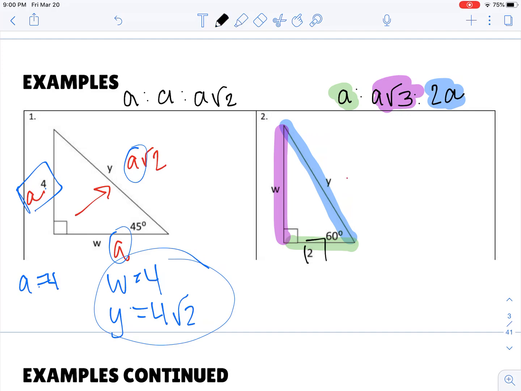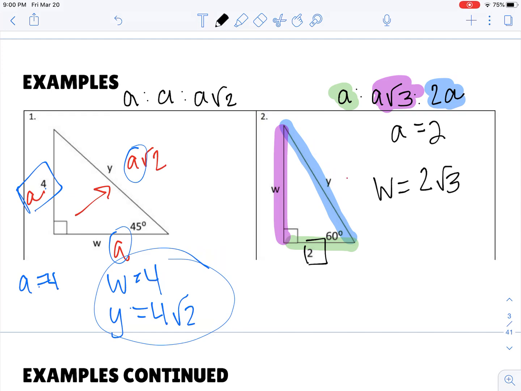This is the side that we have information about. So let's make that connection. A would equal 2. Now I can solve for W and Y by substituting. We know W is A square root of 3, but we just said that A is 2. So I substitute. 2 square root of 3.